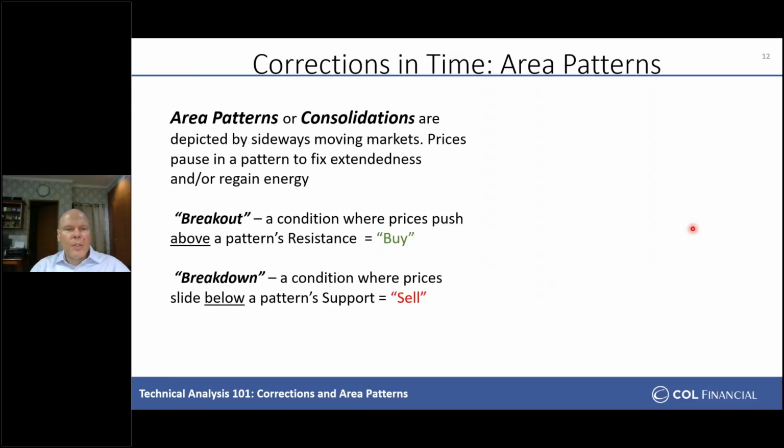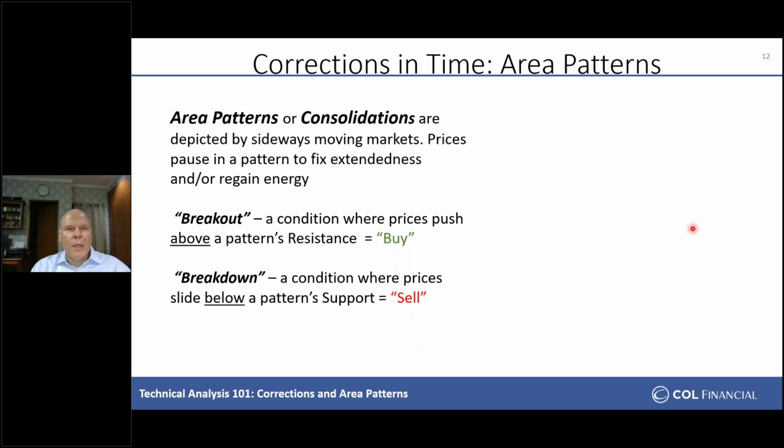Now let's talk about area patterns and consolidations. So the first type of correction we talked about was a correction in price. And that's why we either looked at support levels or used a Fibonacci to make that assessment. Now we're going to talk about the sidewinding type of corrections. And these are called the area patterns. So area patterns, or consolidations, another way to call them, are depicted by sideways moving markets. Okay, now they could be irregularly shaped, or they could be very jagged, but ideally they are moving sideways in a sense.